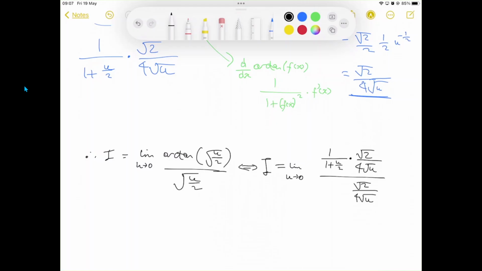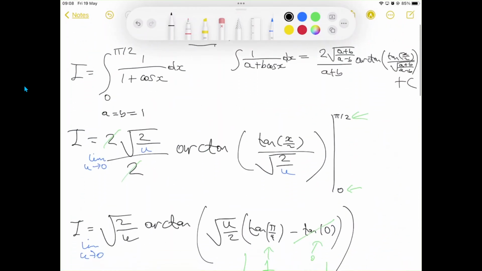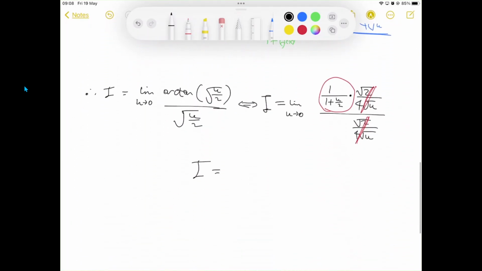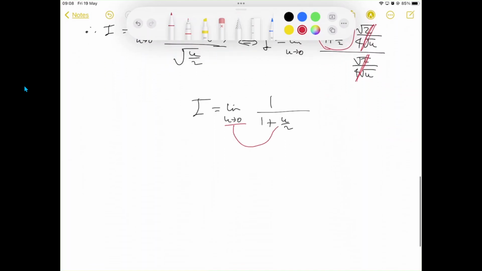Now the reason I wrote it like this is so that this bit and this bit cancel and you're left with this over here. So our integral, just a reminder, if we go to the very top, is this one over here of the function 1 over 1 plus cosine of x, which is equal to the limit as u goes to 0 of 1 over 1 plus u over 2. And now there's no problem in subbing in u equals 0 here right away, because you don't get some indeterminate form. You get 1 over 1 plus 0 over 2, which is 1 over 1 plus 0, which is 1 over 1, which is 1.